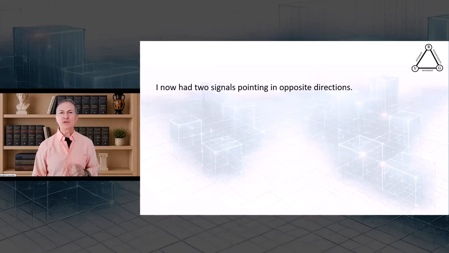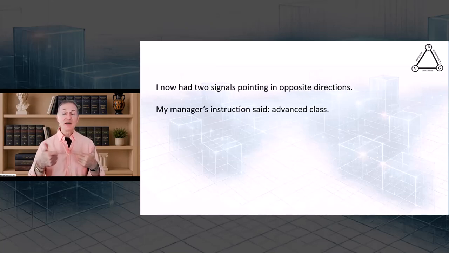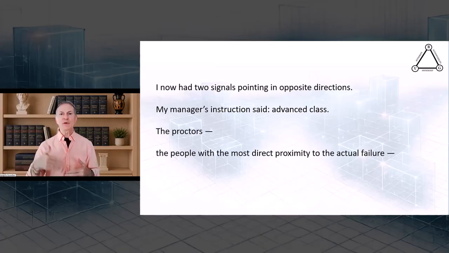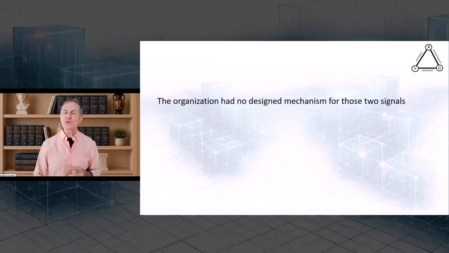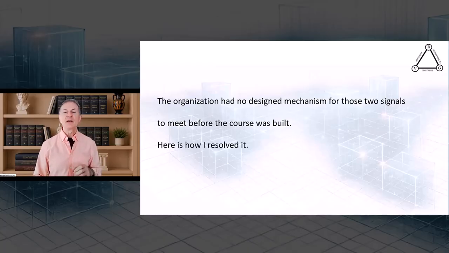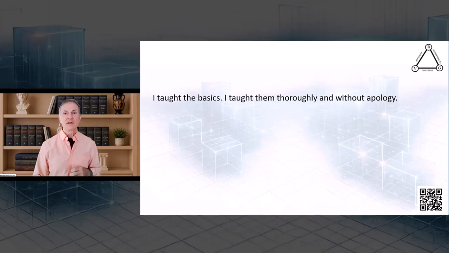I now had two signals pointing in opposite directions. My manager's instruction said, advanced class. The proctors, the people with the most direct proximity to the actual failure, said, the basics are missing. The organization had no design mechanism for those two signals to meet before the course was built. Here's how I resolved it. I taught the basics. I taught them thoroughly and without apology.